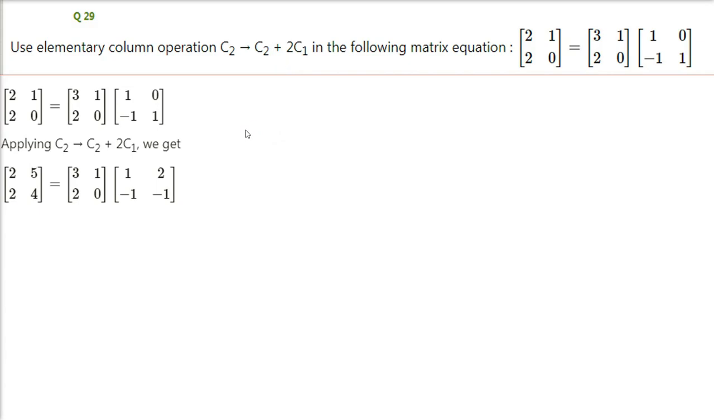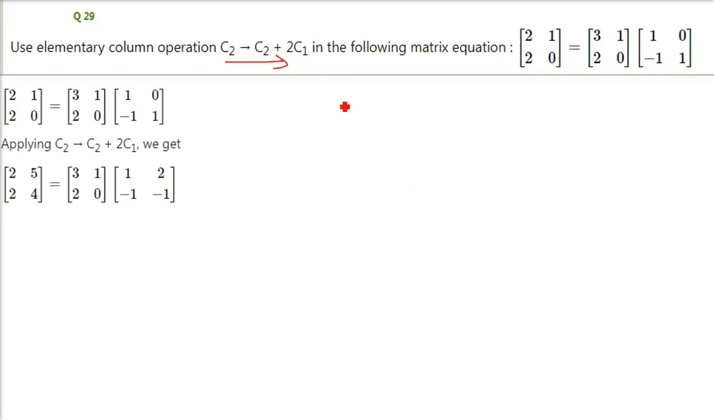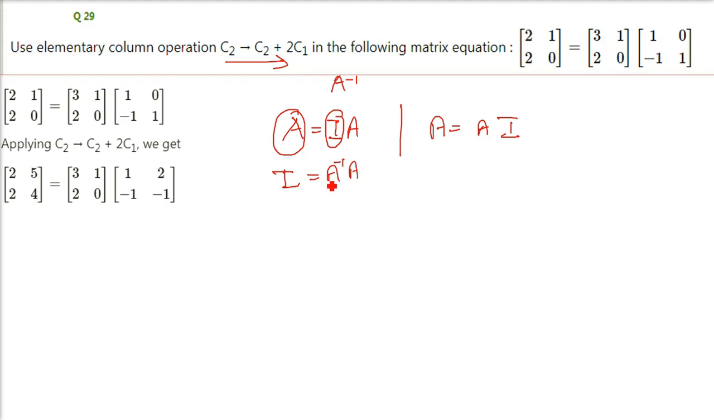And there is one more question which follows, which is with respect to rows. Now this question is basically for finding the inverse by elementary row transformations or elementary column transformations. And always we write A equals IA or A equals AI. Then we convert the right hand side I to the actual A inverse, because we have to convert the left hand side A into I. Once you convert A into I, the right one automatically becomes A inverse, because A into A inverse is equal to I.